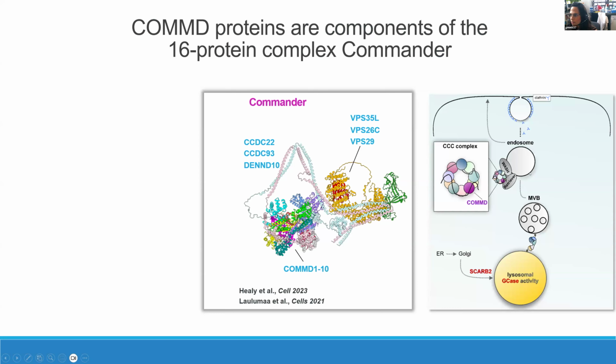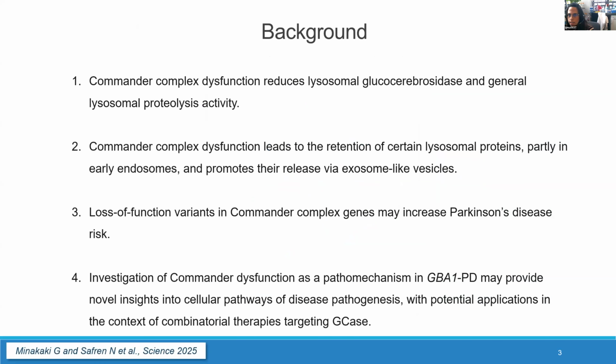And what this complex does is that it comes in contact with specific adapters. The one that is currently studied is sorting nexin 17 and participates in the trafficking from the early endosome back to the plasma membrane. Now that was its known function. And last year we found that actually the commander complex is also important for lysosomal glucocerebrosidase activity.